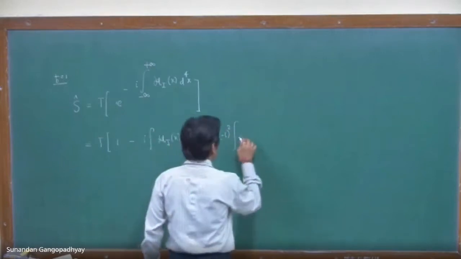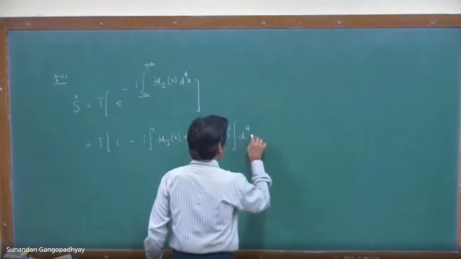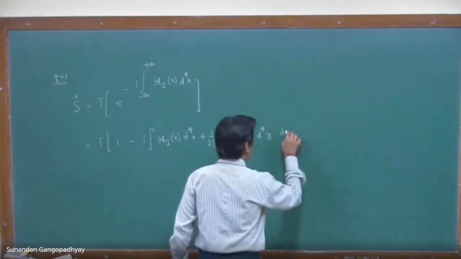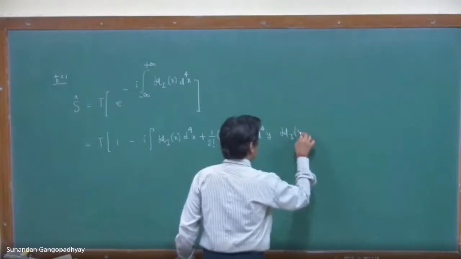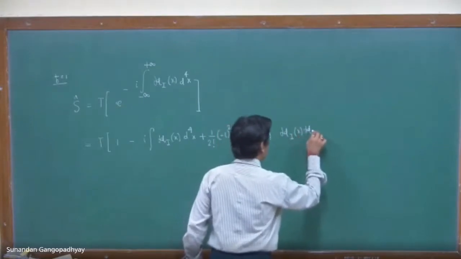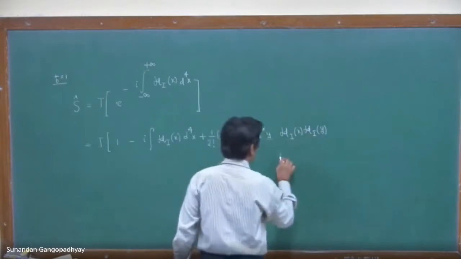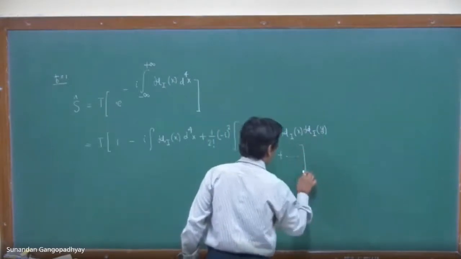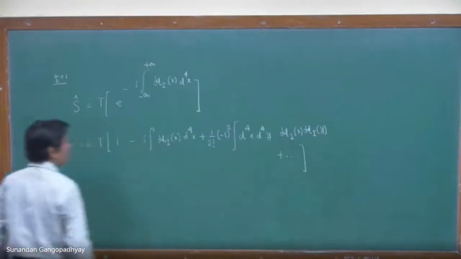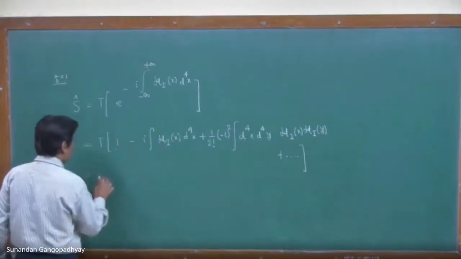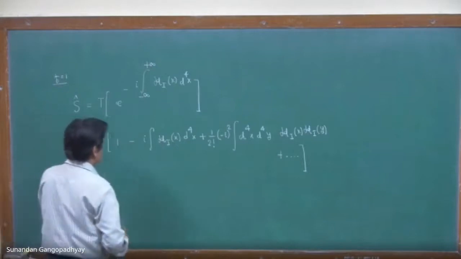So if you expand it, you will get the integrals d4x, d4y, and so on. So this is the expansion of the exponential series, and the first term is identity.